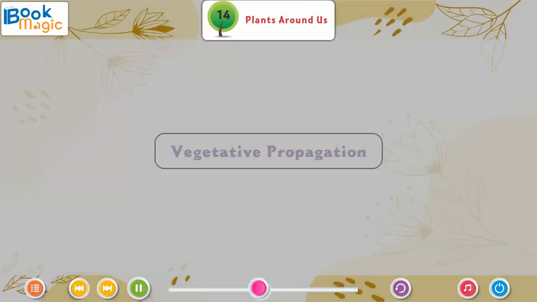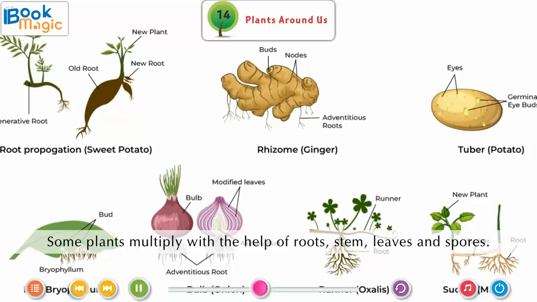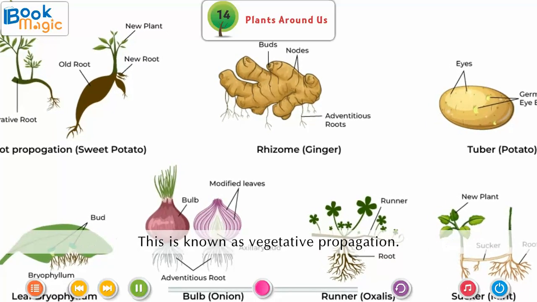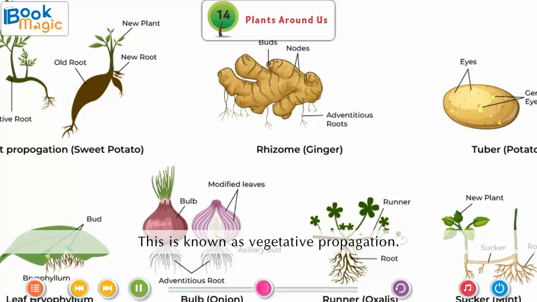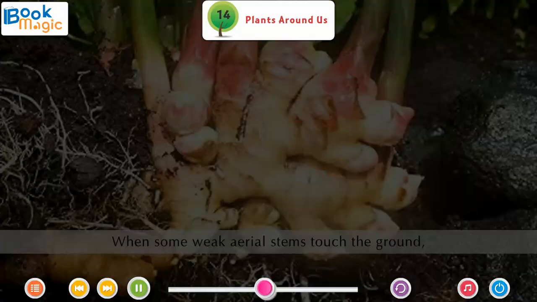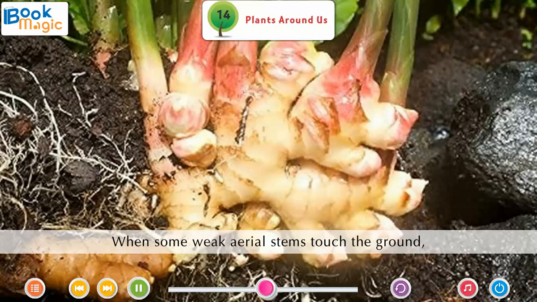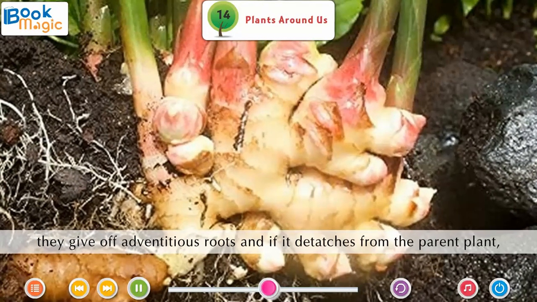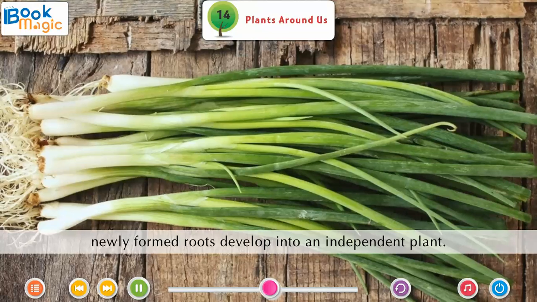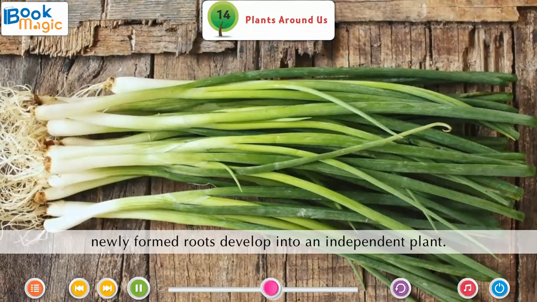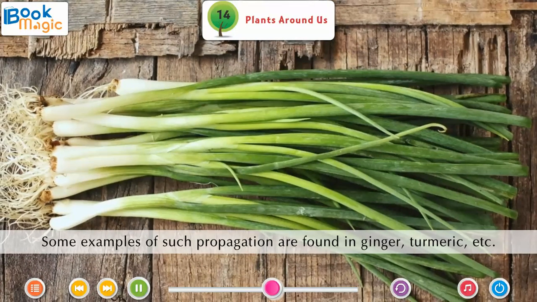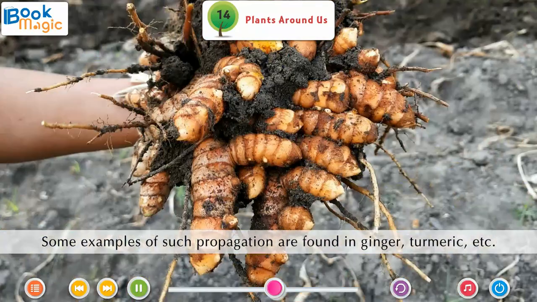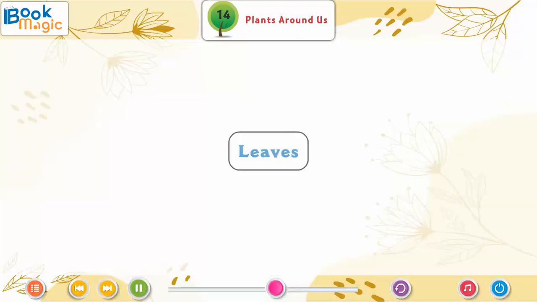Vegetative propagation. Some plants multiply with the help of roots, stem, leaves, and spores. This is known as vegetative propagation. Stems. When some weak aerial stems touch the ground, they give off adventitious roots, and if it detaches from the parent plant, newly formed roots develop into an independent plant. Some examples of such propagation are found in ginger, turmeric, etc.